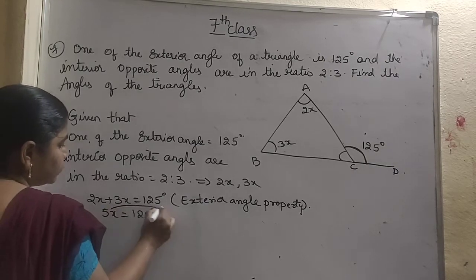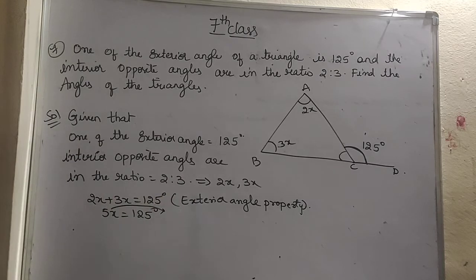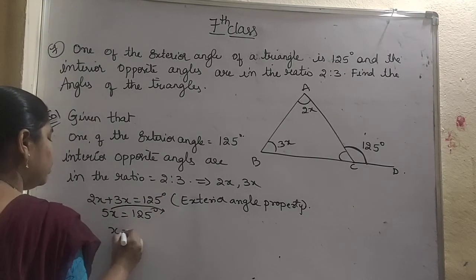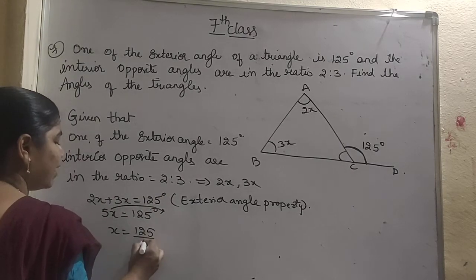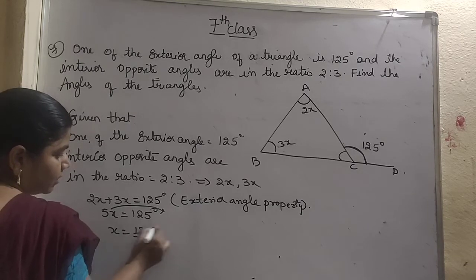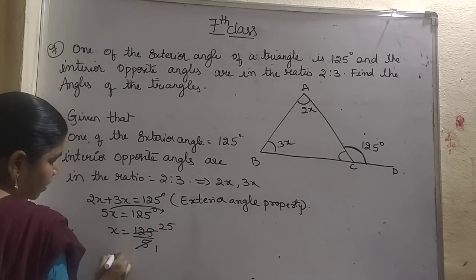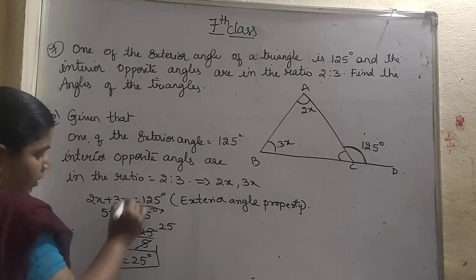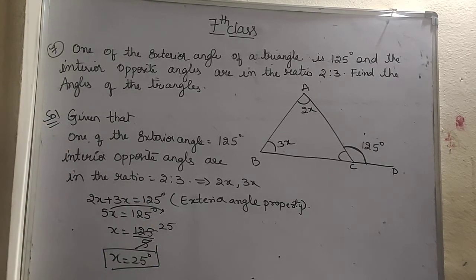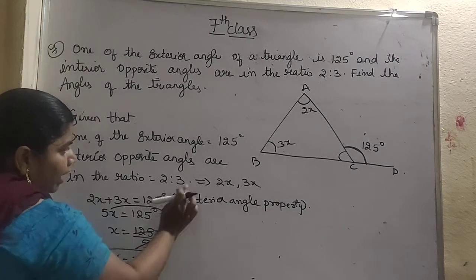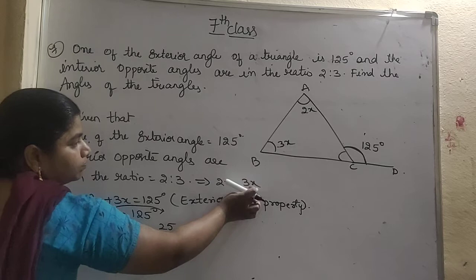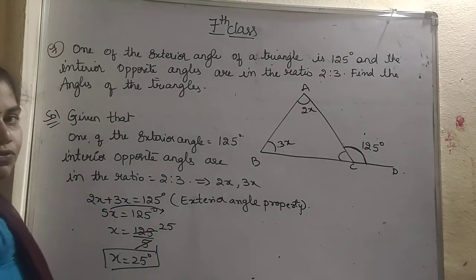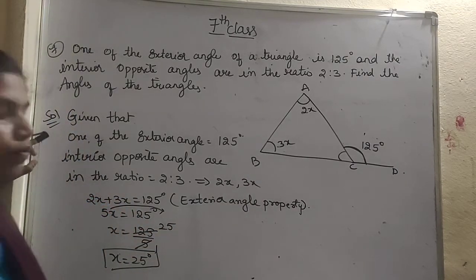So if you transpose this 5 to the other side, that will be converted to division. So x will be equal to 125 by 5. So 5 ones, 5 twenty-fives. So we got the x value as how much? 25 degrees. So we got the x value as 25 degrees. Now this x value we have to substitute in place of x in these 2 places, this 25.